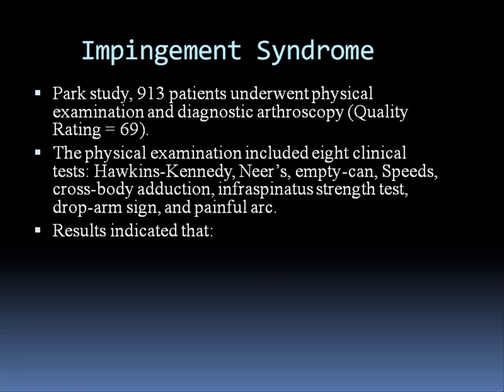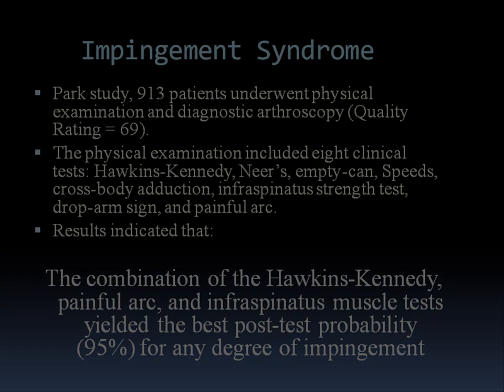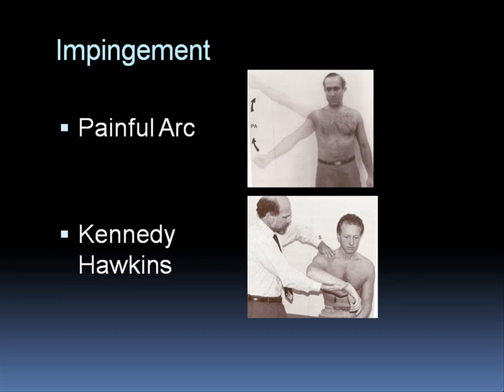Let's talk about impingement syndrome. In the PARC study, 913 patients underwent physical examination and diagnostic arthroscopy. Each of the tests used did not do well alone. However, the results indicated that the following cluster was of value. The combination of the Hawkins-Kennedy, painful arc, and infraspinatus muscle test yielded the best post-test probability of 95% for any degree of impingement. Here are examples of two of those tests.